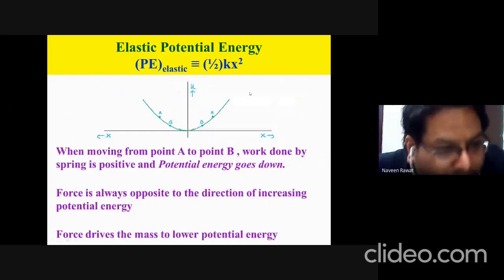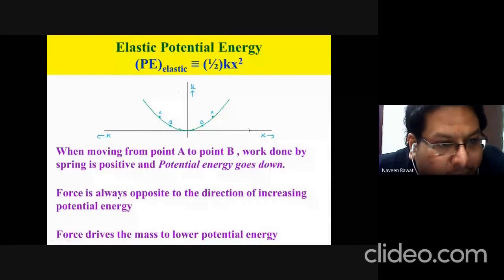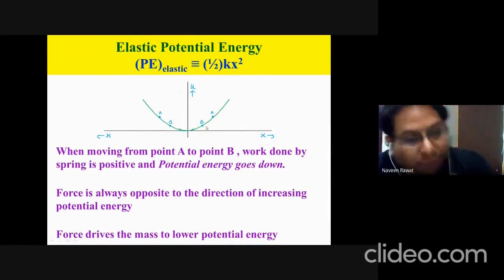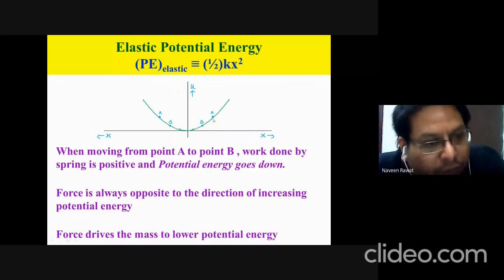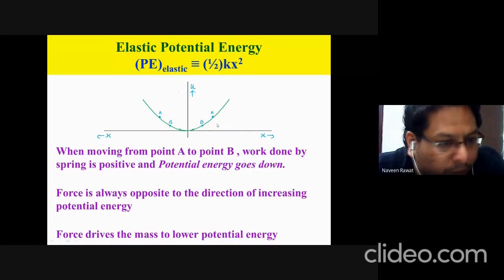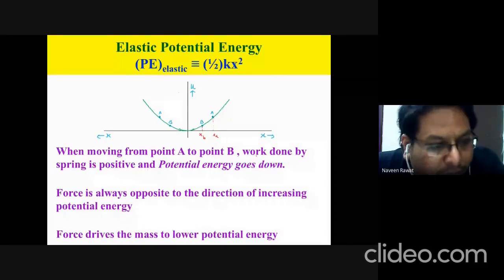So if you look at the potential energy function, as to how the potential energy of the spring changes with respect to x, it is the x squared term, so you get this parabola. Say I am taking a mass and moving it from point A to point B. These are two corresponding positions on your x-axis. So let's say I'm moving a mass from position x of A to position x of B. The thing is, the work done by the spring will be positive.